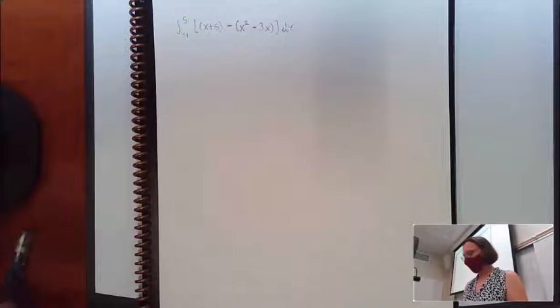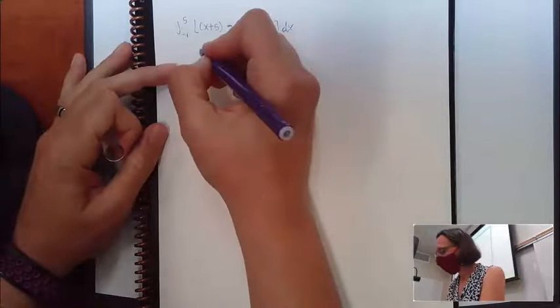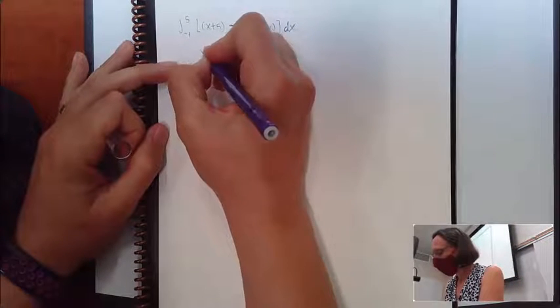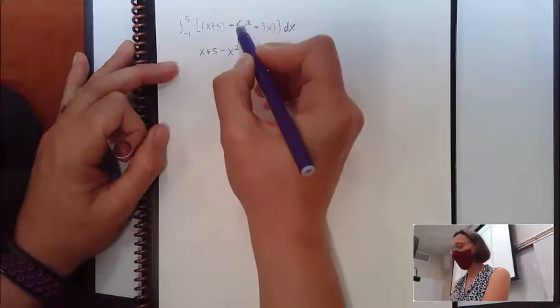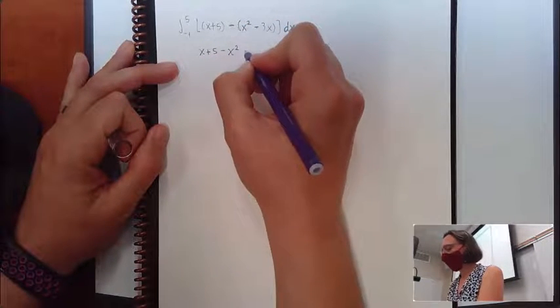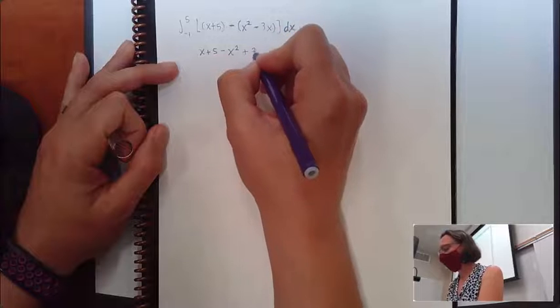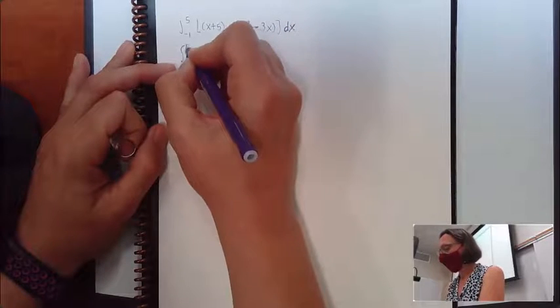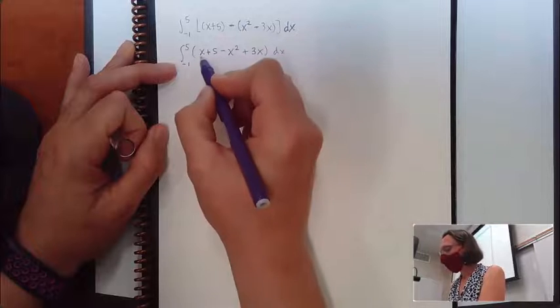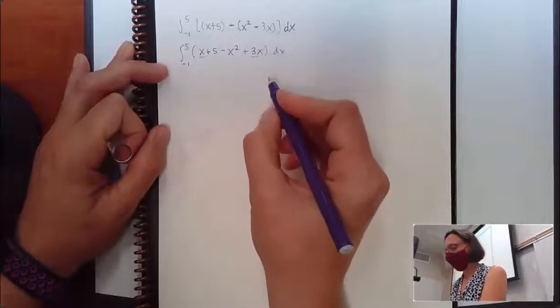I like these pens because they're erasable, but if I don't give them just a second to dry, they don't do so well. Okay, I'm going to distribute that minus sign through. So I'll have x plus 5 minus x squared and then minus -3x. Minus a negative, so that's plus 3x. You can go straight to integrating right now, but I'm going to combine my like terms first.